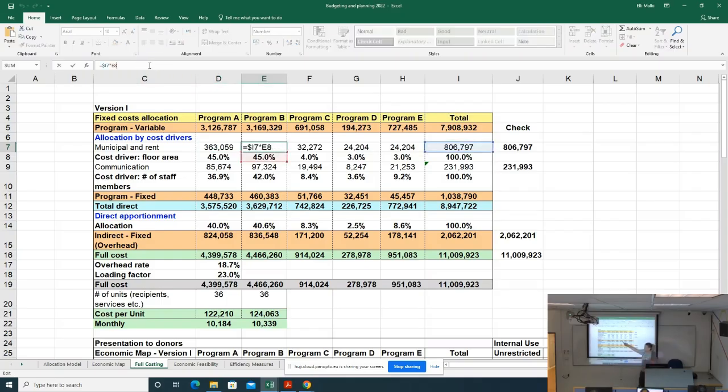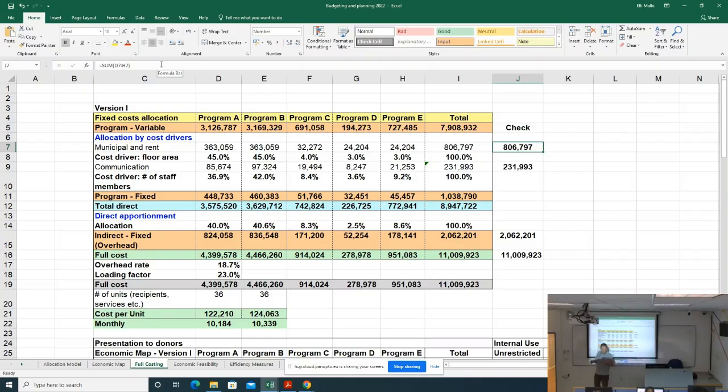Here again the percentages are the same, 45% of the same amount, so we'll get the same amount allocated to program B and so forth to all the programs. Now, checkpoint to make sure that there is no mistake. Once we did all the allocation, we sum all the amounts that we allocated to the different programs, and then we have to check that the sum equals the amount that we began with.